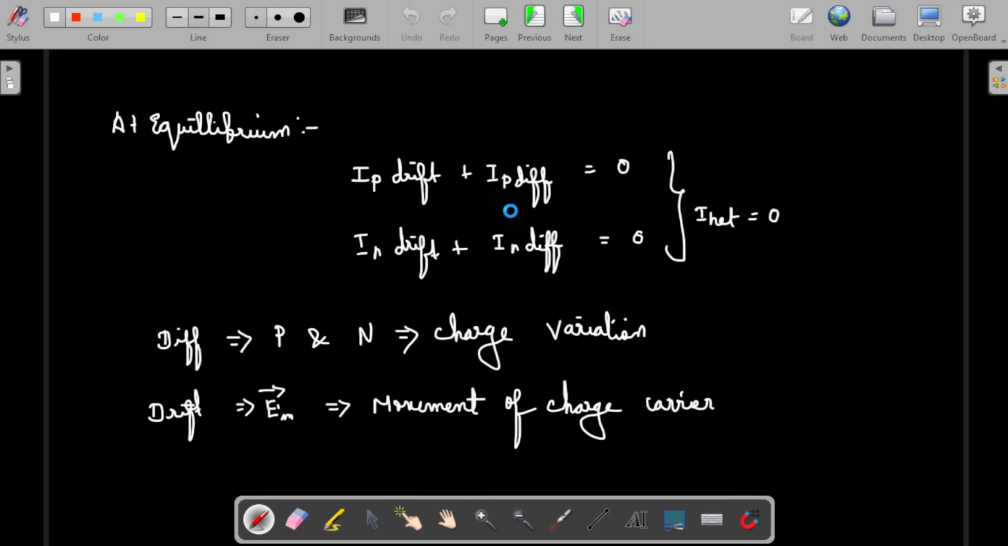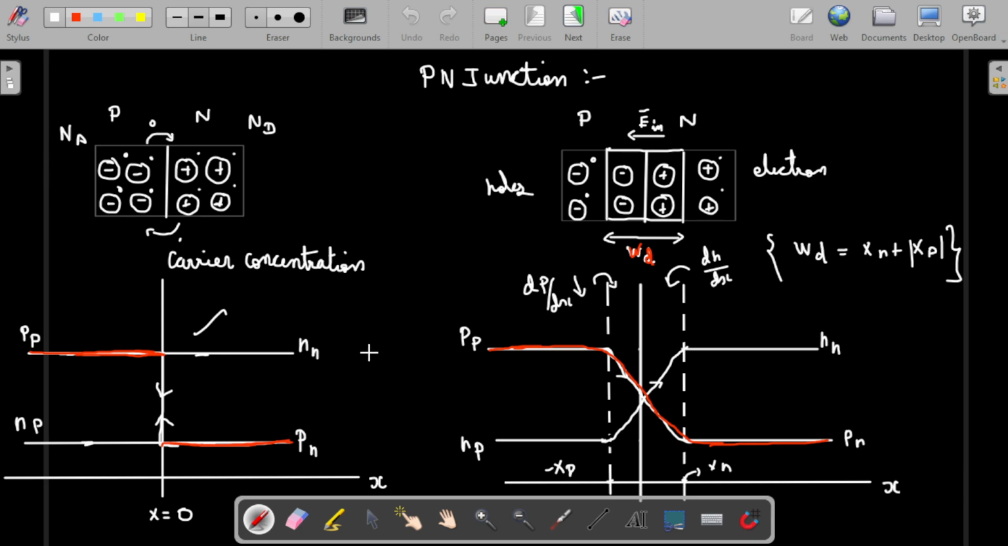So let me revise all the things from the PN junction. This is the PN junction that we have started. P and N, these are the charge carrier profiles that we have noted. In the P type, the majority charge carrier is holes, and the minority charge carrier is electrons. When we combine both regions, the depletion region will be formed, and from there we can clearly see that on one side the majority charge carrier will become minority charge carrier. So this change will happen. Here the minority charge carrier will go through this depletion region and become majority charge carrier. So this difference will happen in the PN junction.